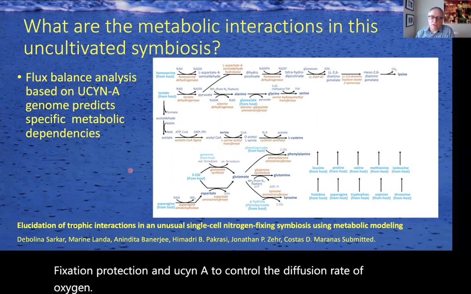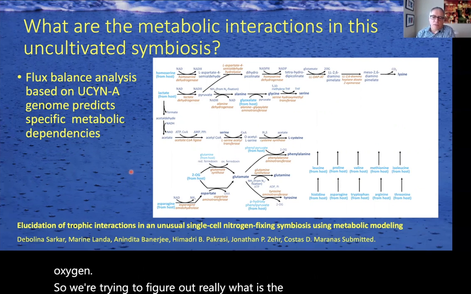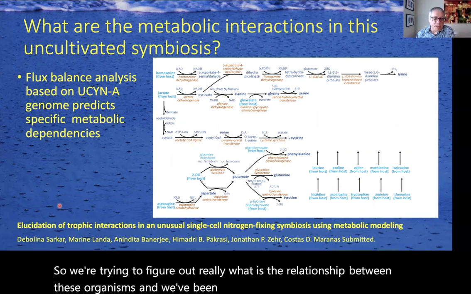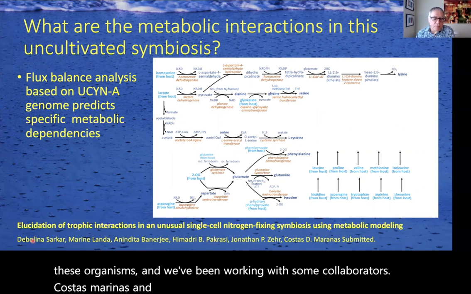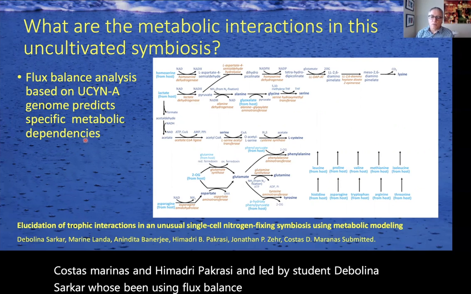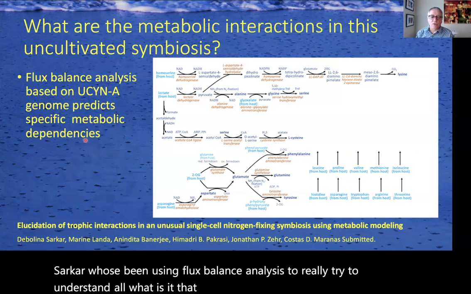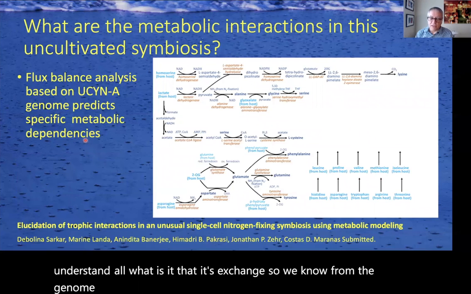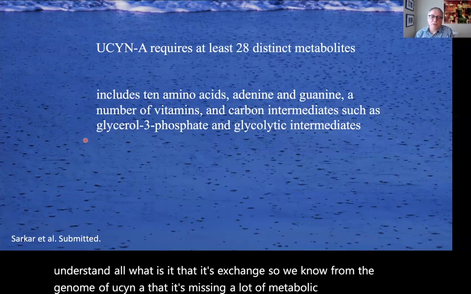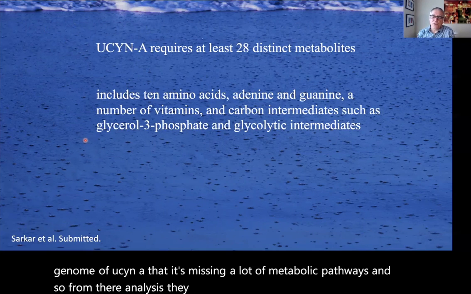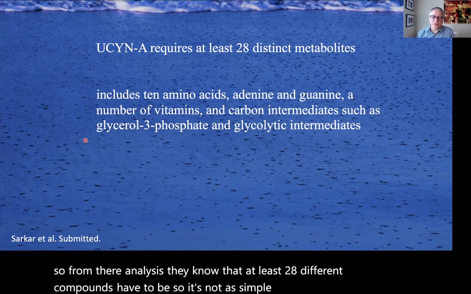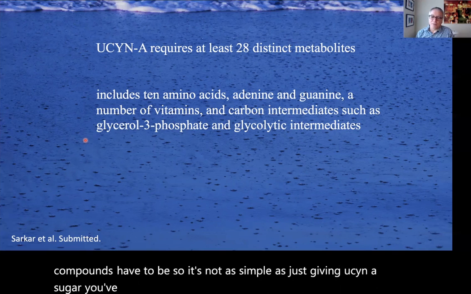So we're trying to figure out really what is the relationship between these organisms, and we've been working with some collaborators, Kostas Maranas and Himadri Pakrasi, and led by student Debalina Sarkar, who's been using flux balance analysis to really try to understand, well, what is it that is exchanged? So we know from the genome of UCNA that it's missing a lot of metabolic pathways. And so from their analysis, they know that at least 28 different compounds have to be exchanged. So it's not as simple as just giving UCNA sugar. You've got to give them 28 different molecules. So there's got to be a lot of exchange going on across the cell.